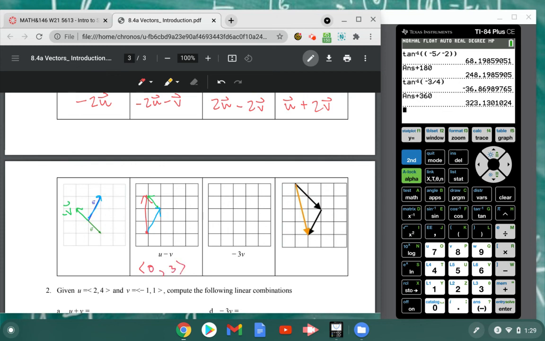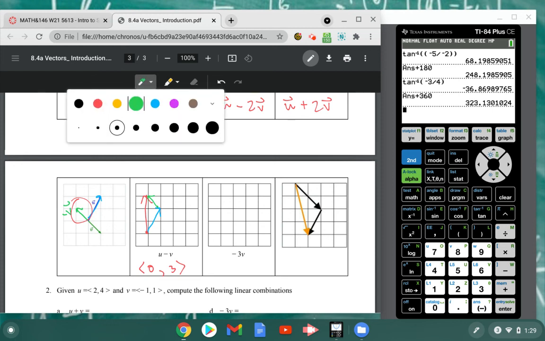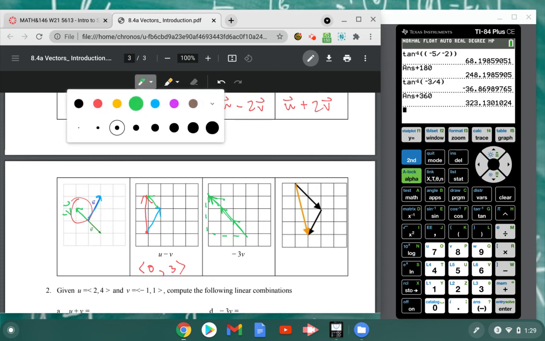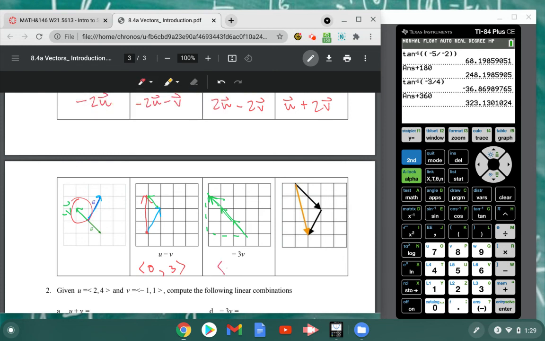Okay, next we want negative 3v. This is negative v right here. So I can start with that one, and I want 3 times its length. So if I take v, but I want 3 times its length, we end up with this single vector right here. So that's going to be negative 3 in the x direction, positive 3 in the y direction. So this is negative 3 comma 3. And I can draw yellow there, making sure I've got my initial point and terminal point correct.